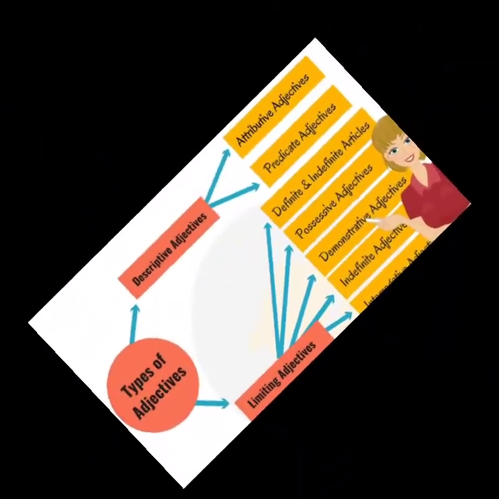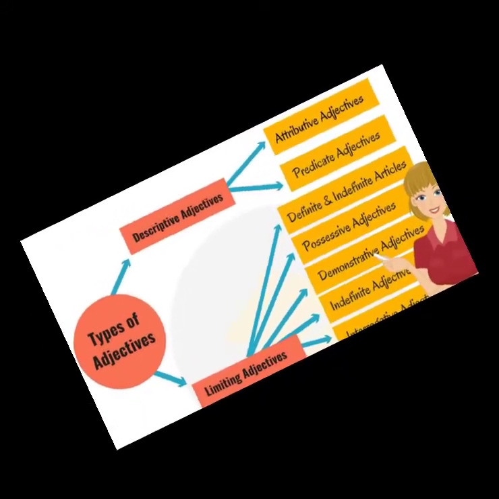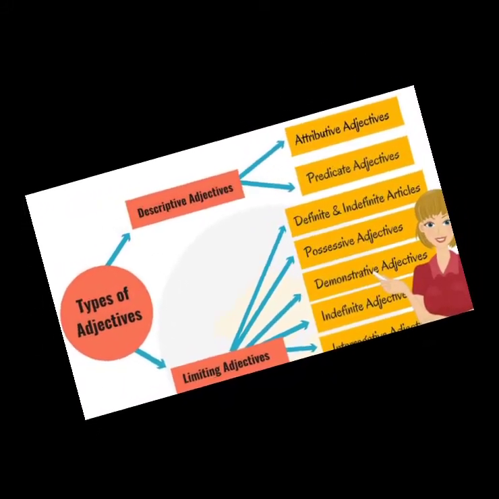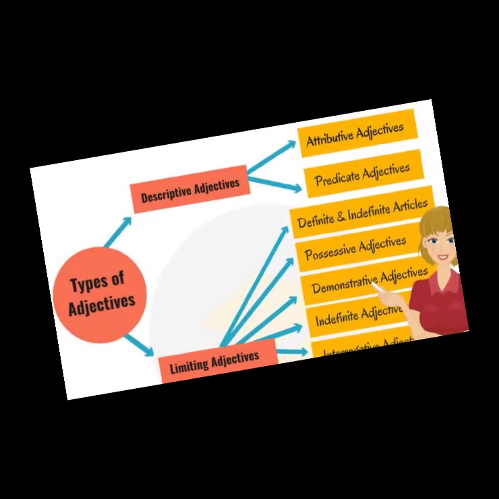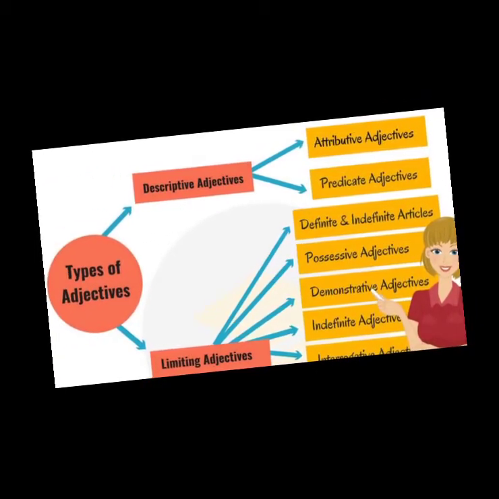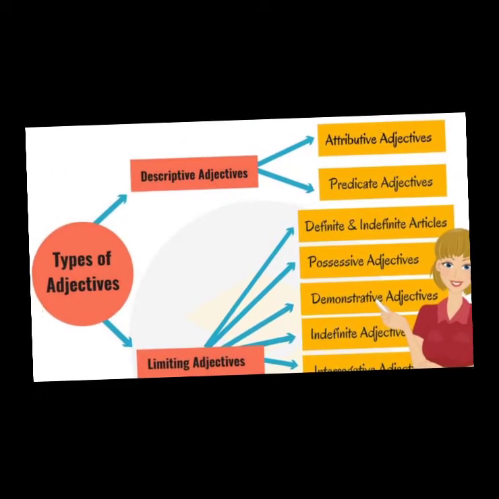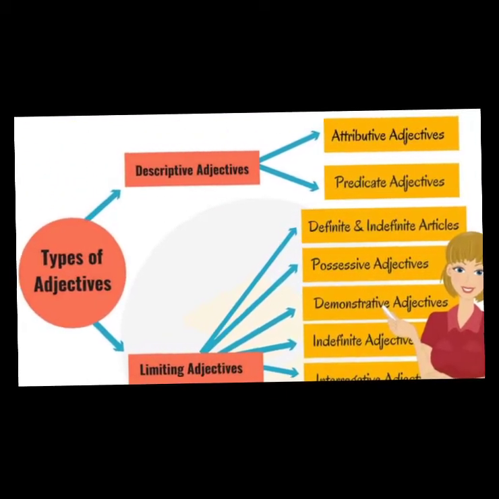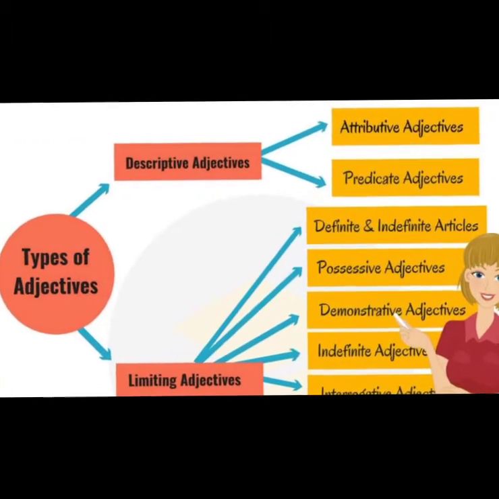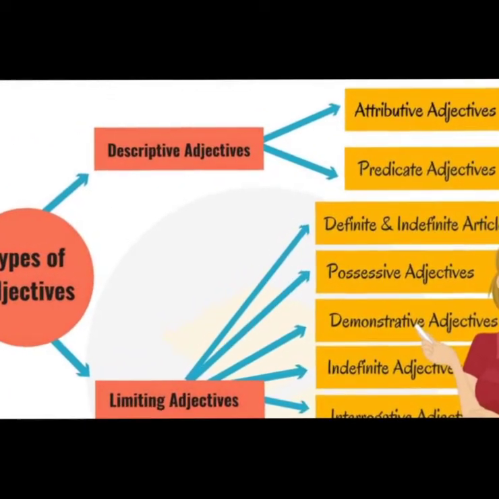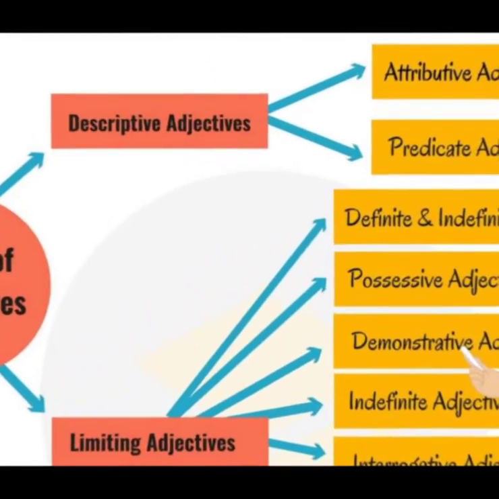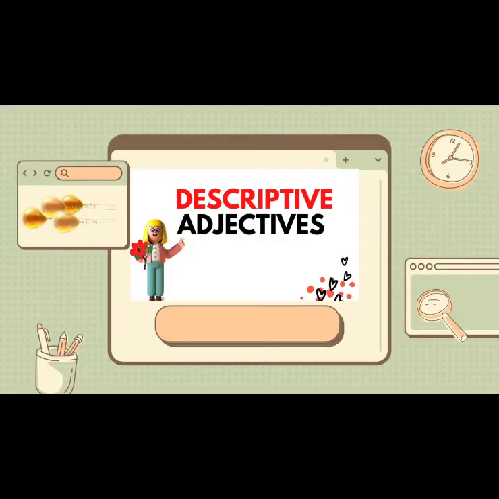Types of adjectives. Adjectives are broadly divided into descriptive and limiting adjectives. Under descriptive adjectives, we have attributive and predicate adjectives, and under limiting adjectives, we have definite and indefinite, possessive adjectives, demonstrative adjectives, indefinite adjectives, and also interrogative adjectives.